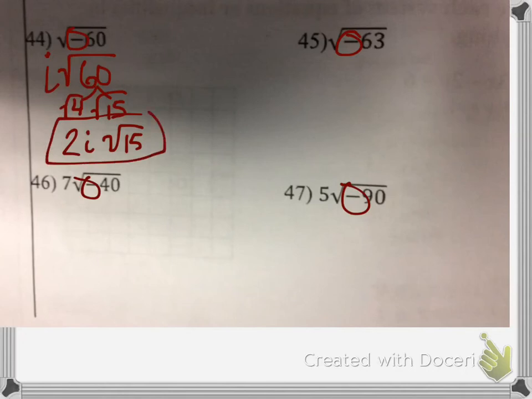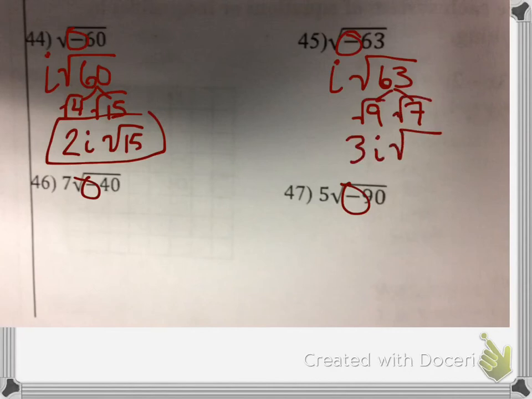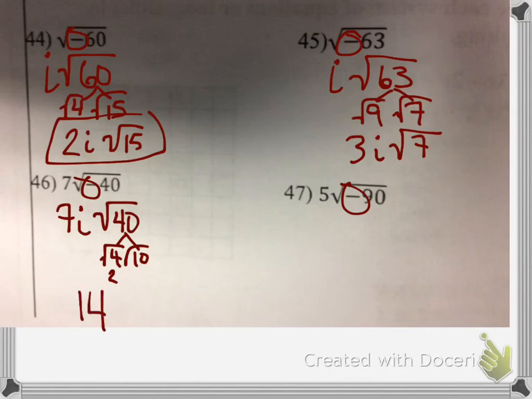Here, again, i square root of 63. The largest perfect square that goes into 63 is 9. Square root of 9 is 3. So I got 3i square root of 7. Here I have 7i. Now looking at the square root of 40, that's 4 and 10. And the square root of 4 is 2. So 2 times 7 is 14i square root of 10.